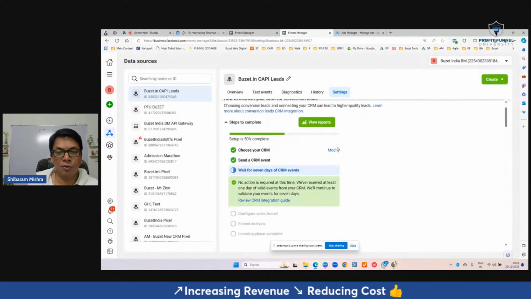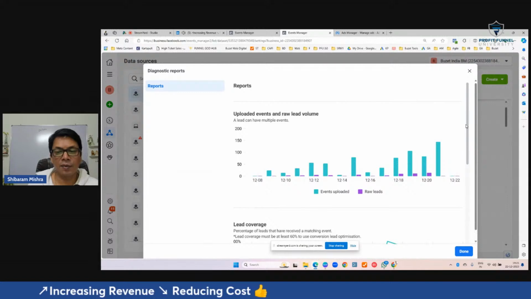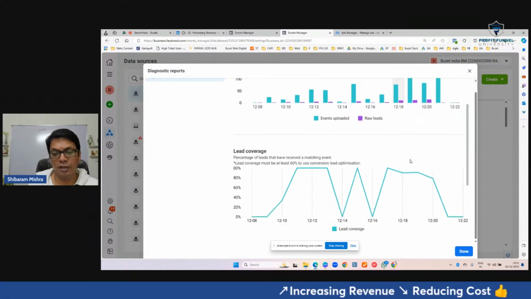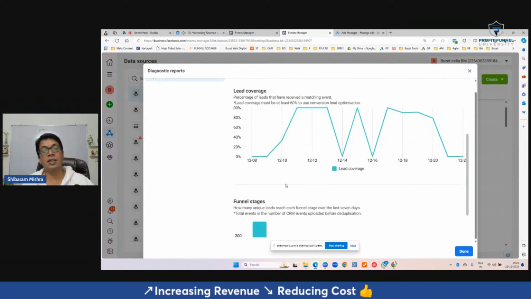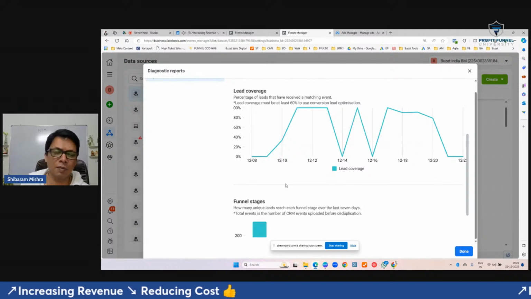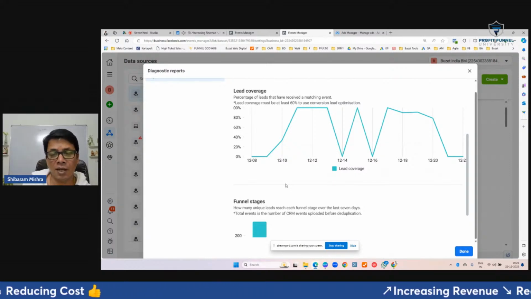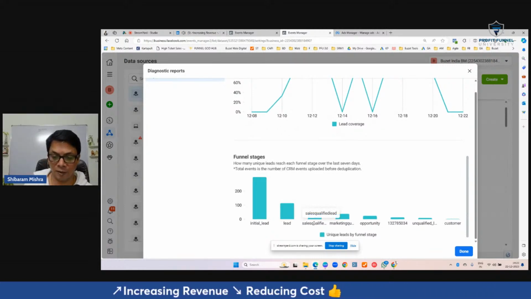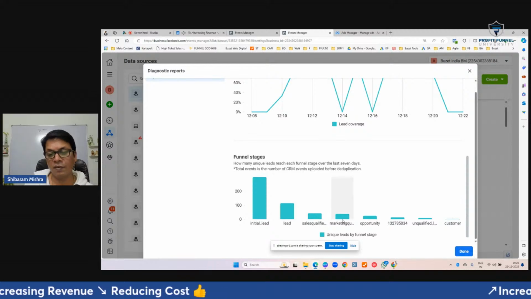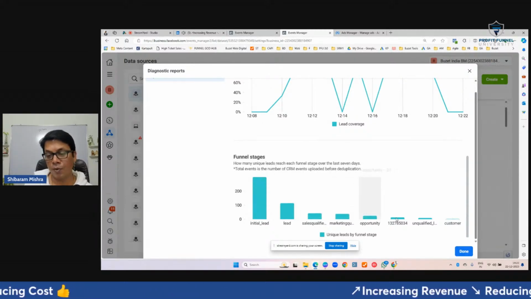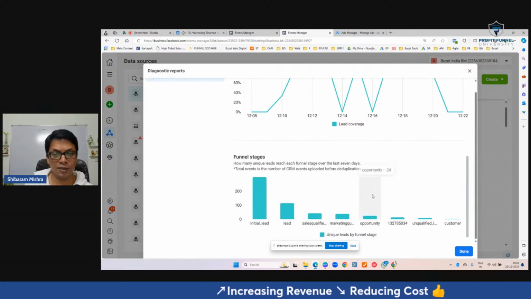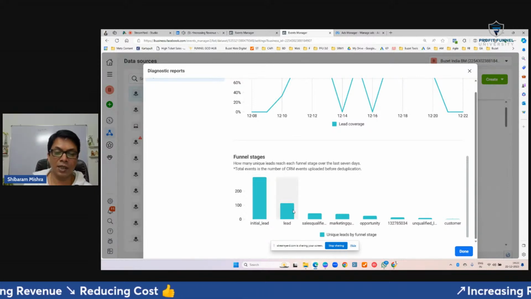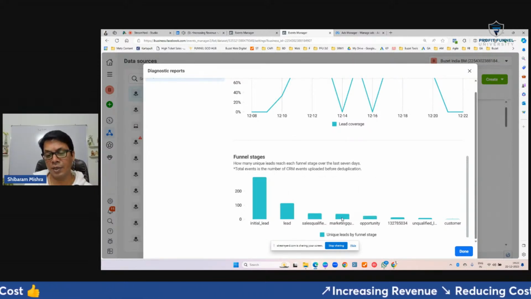Here, since I have used the CRM, it has started giving me data. It is capturing the events uploaded and how many leads we have got every day. Then lead coverage is basically the percentage of leads that have received a matching event, meaning it has email ID, phone number, life cycle stage, and some other mandatory data. Initially it is suggesting a funnel: lead, sales qualified lead, marketing qualified lead, which is actually opposite. Since this funnel is not learning yet, it is showing me this, but it should be initial leads, then marketing qualified leads, then sales qualified, based on the numbers.